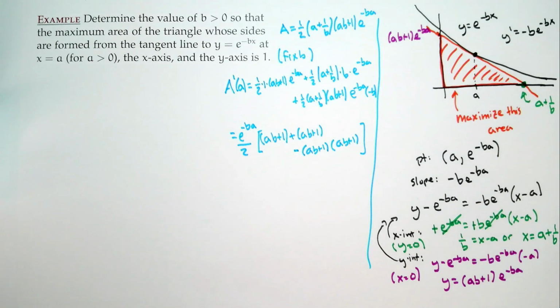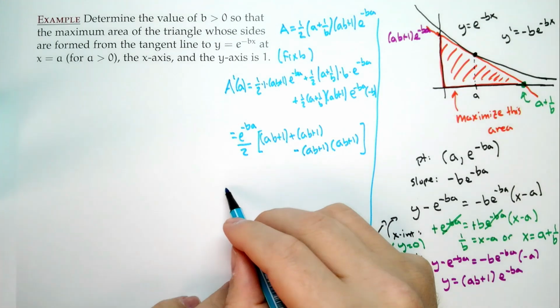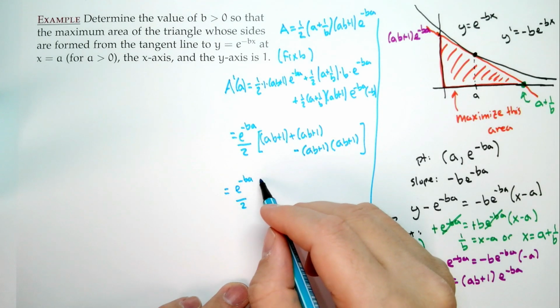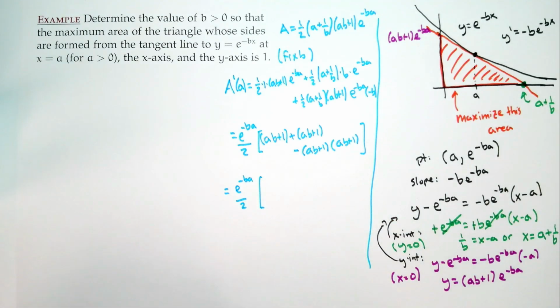Are you hanging in there? Don't worry, we're almost there. I promise. We're really close. So this becomes e to the minus ba over 2. And now you can do one of two things.